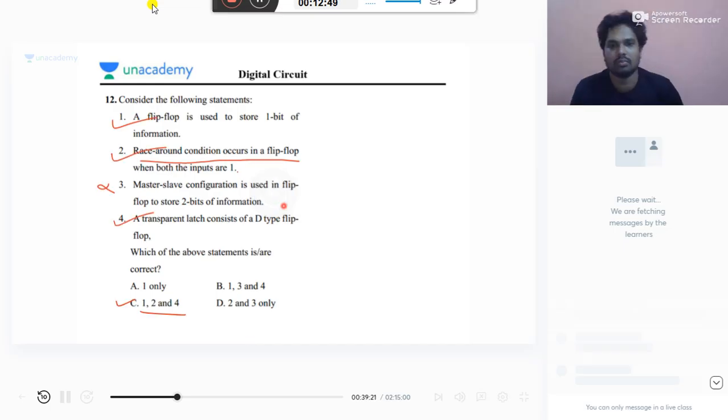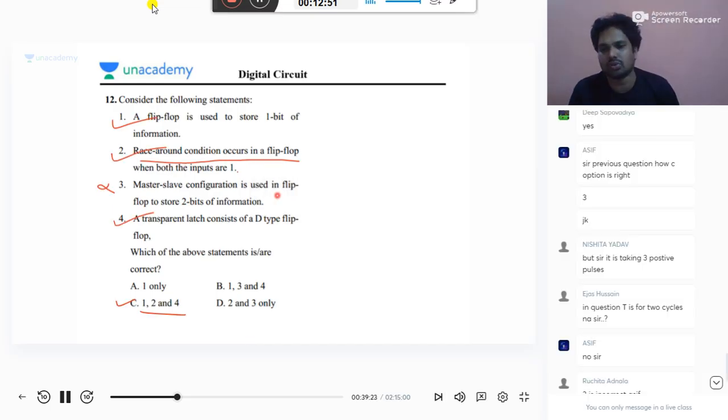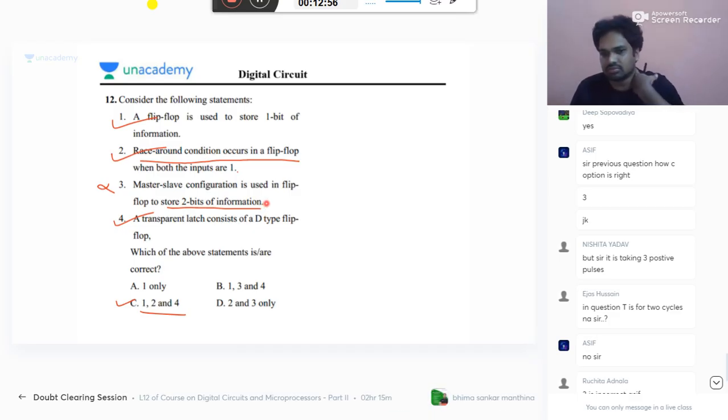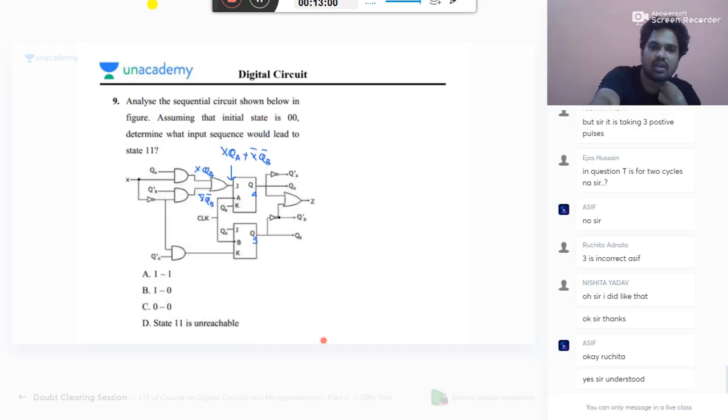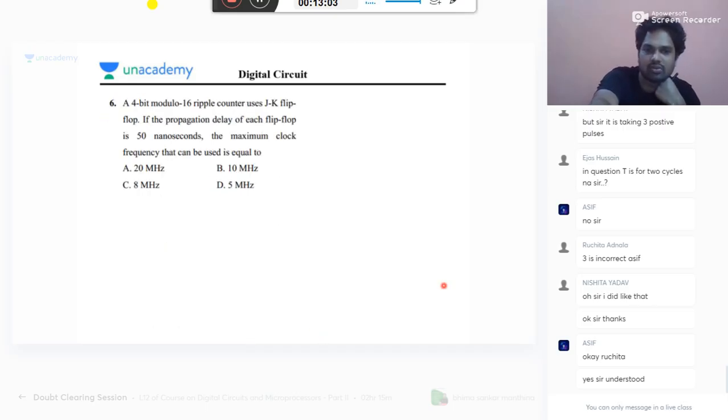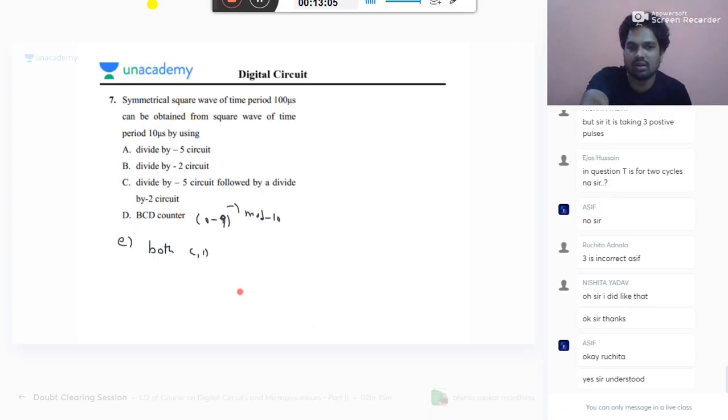This is done. Master slave configuration is used to store only one bit of data. Master and slave copies the same. Slave copies master. This is done. This is done. Yeah, we will come back to that question. This is also done. I told only this, not this.